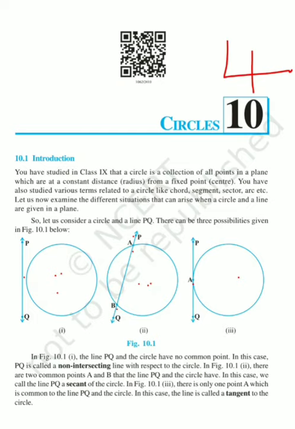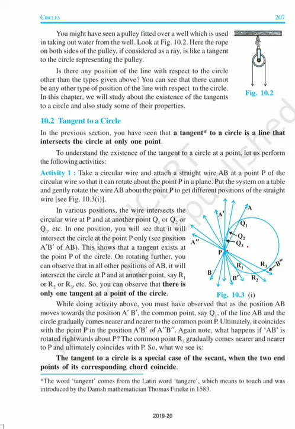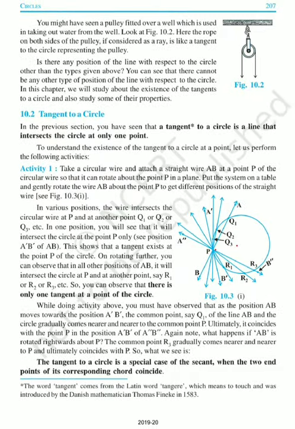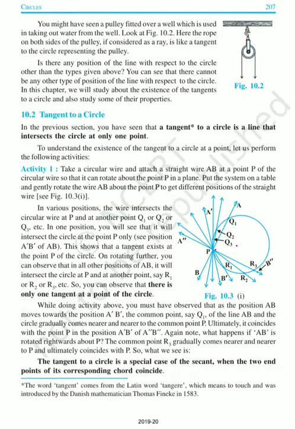Now, the third one: there is only one point A which is common to the line PQ and the circle. In this case, the line is called a tangent to the circle. You might have seen the pulley fitted over a well which is used in taking out water from the well. Look at figure 10.2. Here the rope on both sides of the pulley, if considered as a ray, is like a tangent to the circle representing the pulley.